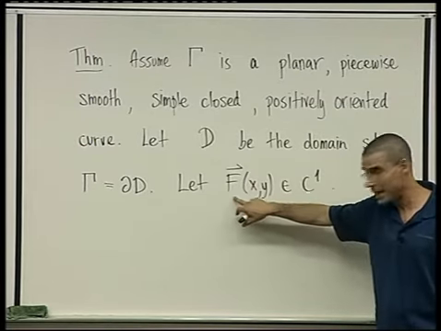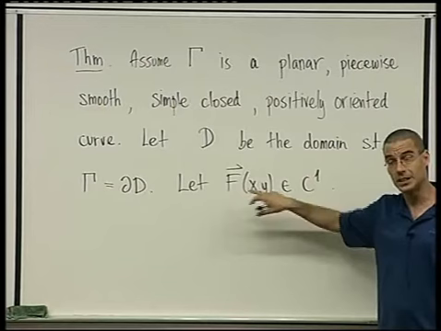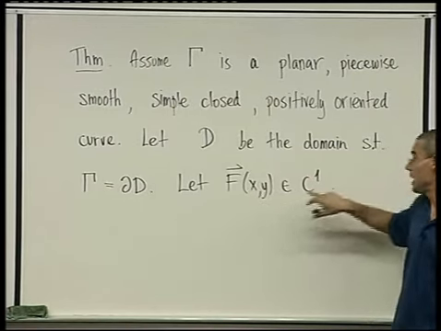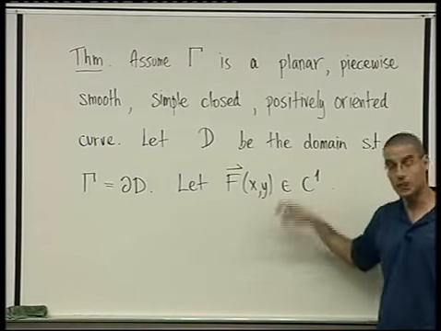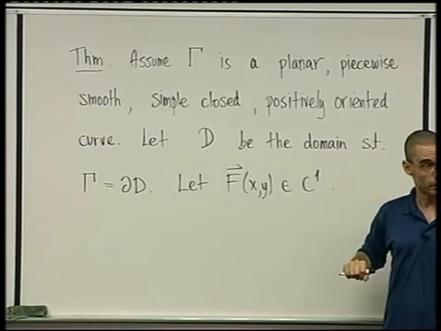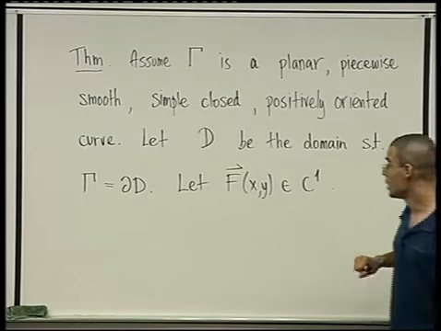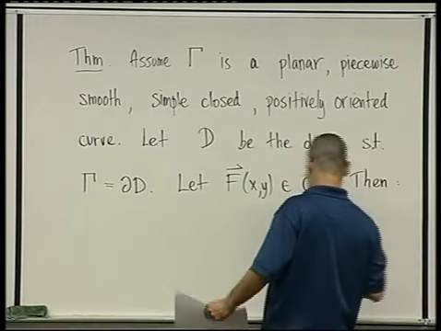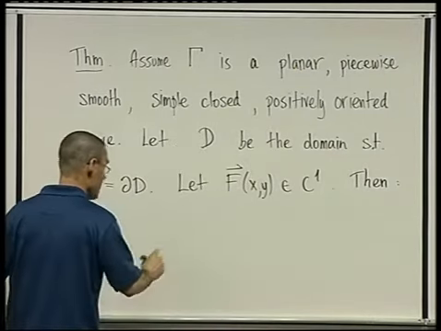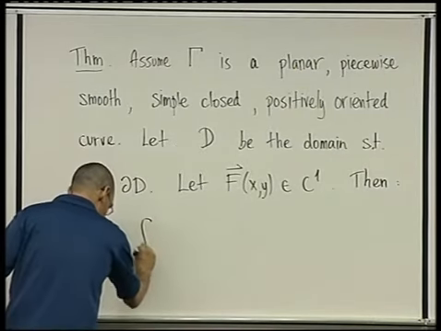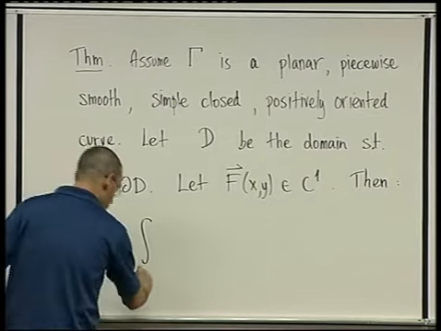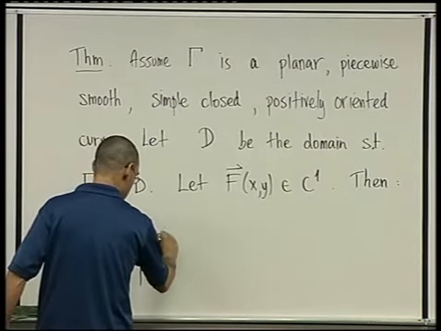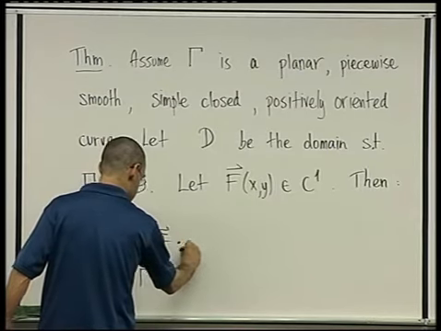Remember that a field in x and y has two components, which we called p and q. Both are scalar functions of two variables, and saying that f is C1 means that p and q are C1 functions. Okay, remember that? Then the integral over gamma of the field f dot dr.